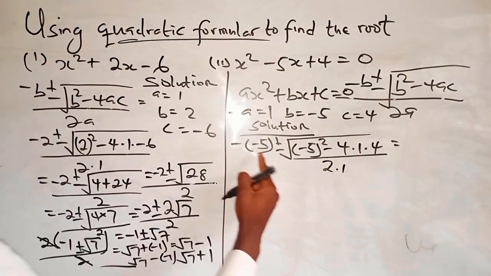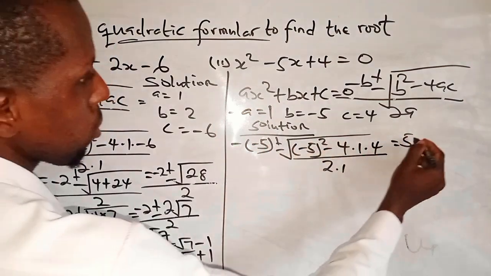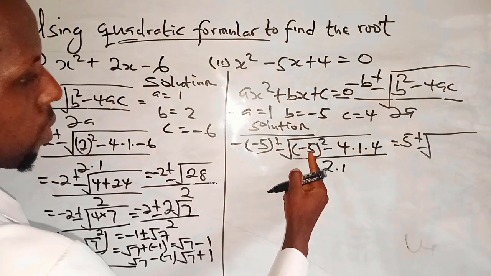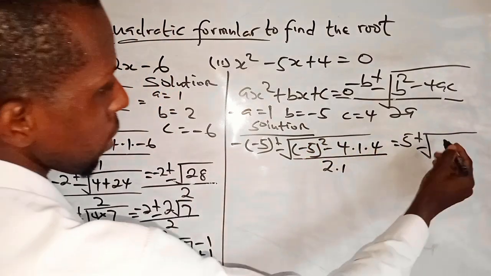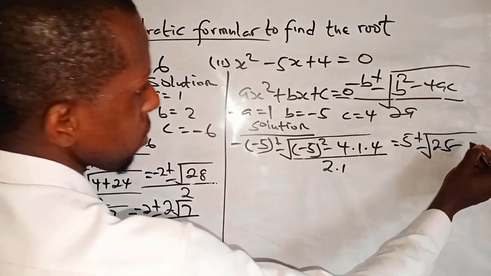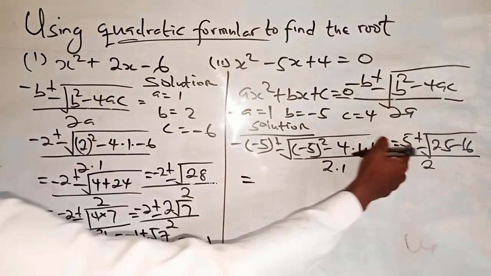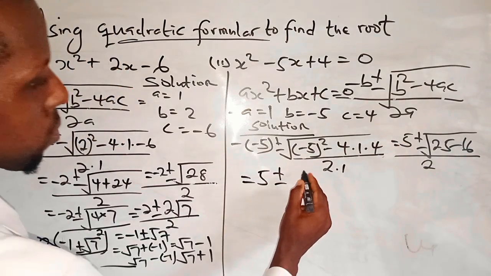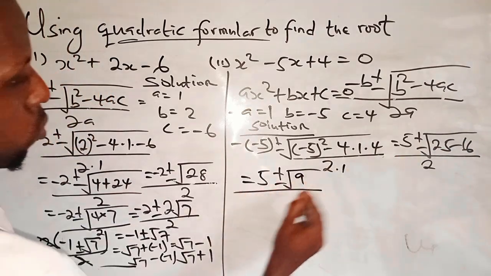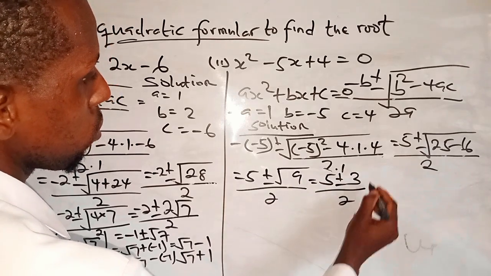So I can say equals, minus times minus is plus, just 5 plus or minus the square root of minus 5 squared, that is 5 times 5, which is 25, minus 4 times 1 times 4, that is 16, everything divided by 2. From here I have 5 plus or minus the square root of 25 minus 16, which is 9, divided by 2. The square root of 9 is 3, over 2.